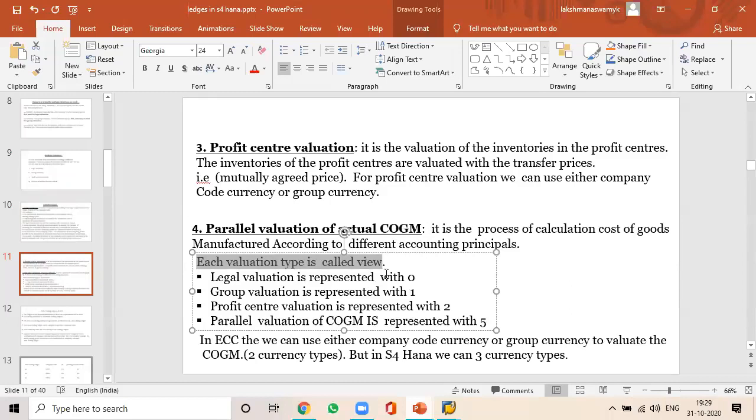Each type of valuation is called a view. So legal valuation is represented with 0. Group valuation is represented with 1. Profit center valuation is represented with 2. And parallel valuation of COGM is represented with 5. So what is the parallel valuation of actual COGM? It is the process of calculation of cost of goods manufactured according to different accounting principles.